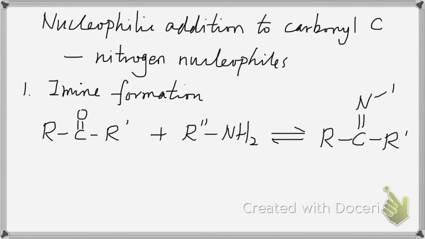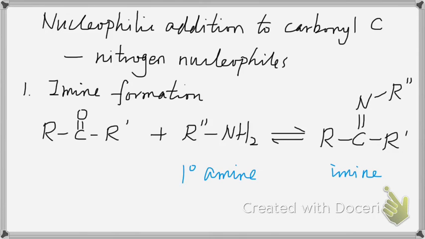So here is the reaction. The primary amine, the nitrogen, will attack on the carbonyl carbon. And after dehydration, it gives a C=N double bond. This is called the imine. We will talk about amines more in detail later in chapter 23.